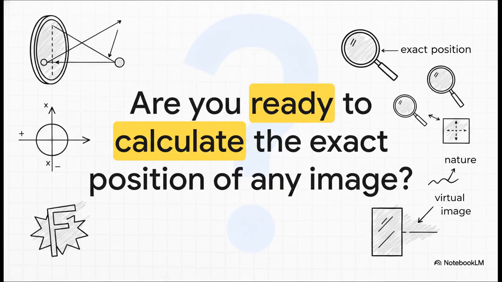So, with these 2 powerful tools, the skill of drawing ray diagrams and the logic of the sign convention, you are now fully prepared for the next step. You are ready to apply the mirror formula to calculate the precise position, size, and nature of any image. You have built a strong foundation, and you are ready for the numericals.